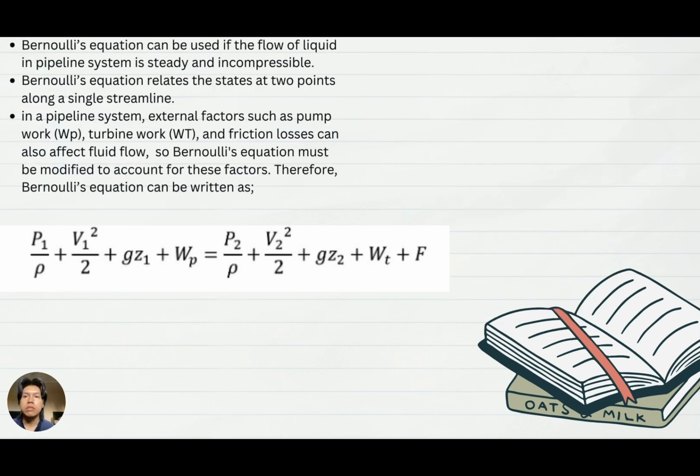Bernoulli's equation can be used if the flow of liquid in the pipeline system is steady and incompressible. Bernoulli's equation relates the states at 2 points along a single streamline. In a pipeline system, external factors such as pump work, turbine work, and friction losses can also affect fluid flow. So Bernoulli's equation must be modified to account for these factors.